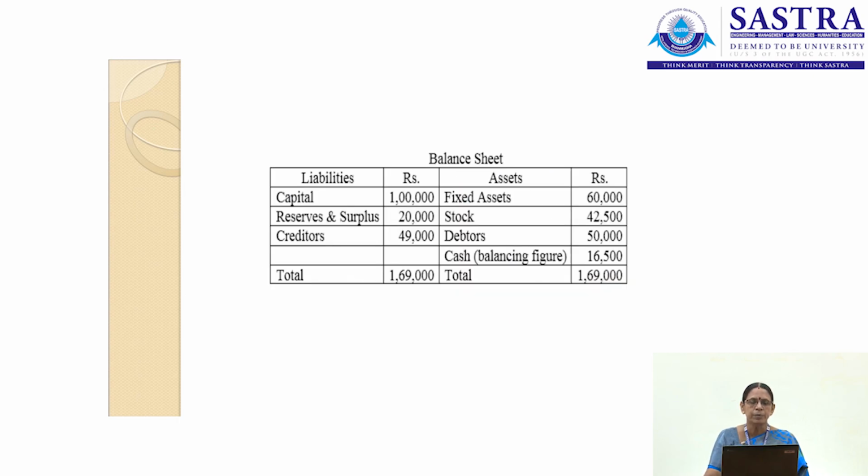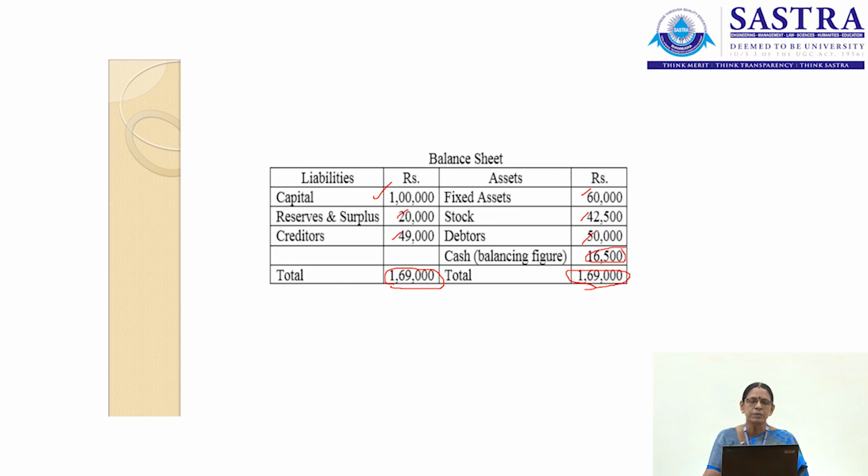So at the end we are preparing the balance sheet. Capital is 1 lakh rupees. Reserves and surplus is 20,000. Creditors is 49,000. Fixed assets we have 60,000. Stock 42,500. Debtors 50,000. And we have a total of the balance sheet as 1,69,000. Bring the balance to the asset side, that is 1,69,000. And we have the cash as the balancing figure as 16,500.